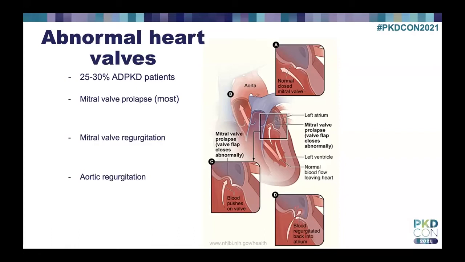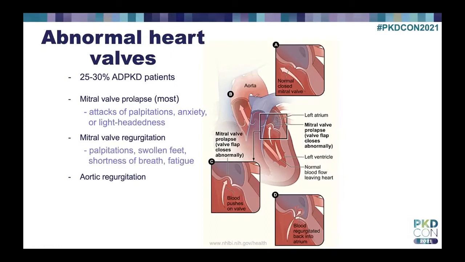Now, what may people feel if they develop these conditions? Well, for mitral valve prolapse, most patients are asymptomatic, and they may not even know about it. Some may develop attacks of palpitations, anxiety, or lightheadedness. Patients with mitral valve regurgitation may develop palpitations, but also swollen feet, shortness of breath, and fatigue, depending on the severity of this regurgitation. And with aortic regurgitation, it's similar, but these patients may also have chest pains, fainting, and irregular pulse.